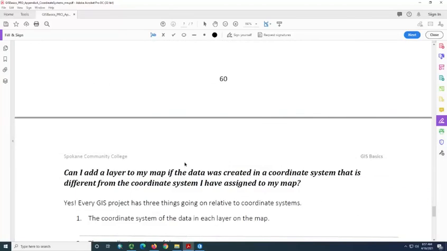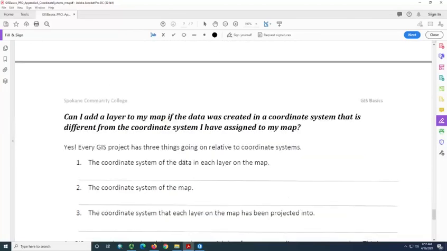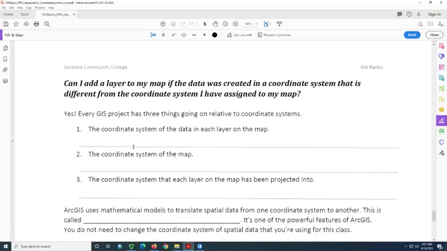Okay, and I started to address this already. Can I add a layer to my map if the data was created, as all spatial data has to be created, in some coordinate system, but can I add it to my map if it was created in a coordinate system that's different from the one I've assigned to my map? Any guesses? The answer is yes. So every GIS project basically has 3 things going on relative to your coordinate system. So you have the coordinate system of the data in each layer of the map.